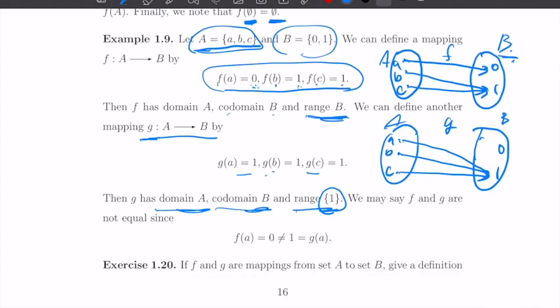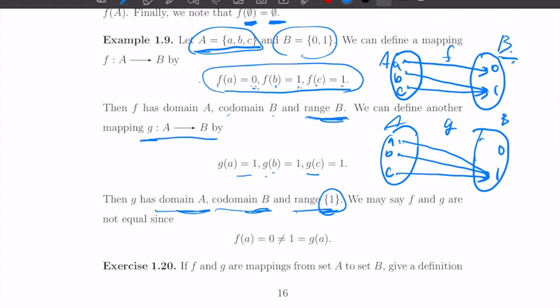Okay. We may say this F and this G are not equal, because F of A is 0, but G of A is 1. So their assignments of this element A are different. So we can say this function G and function F, they are different. That makes sense, I guess.